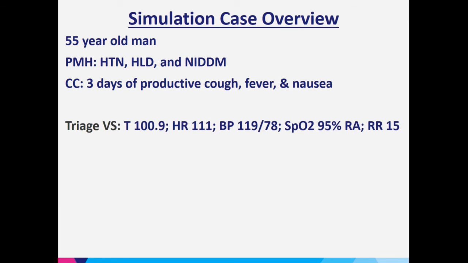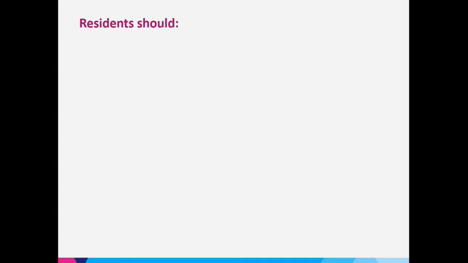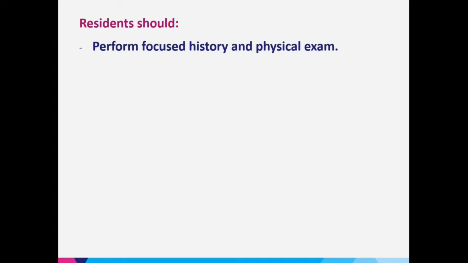All right, so my case overview: it was a 55-year-old guy who had very common comorbidities, came in with cough, fever, and nausea. These are his initial vital signs, and right off the bat, this is SIRS criteria. He's febrile and tachycardic. Blood pressure is okay and not tachypneic. Just fast forward ahead, on chest x-ray, he does have a community-acquired pneumonia. So now that we have SIRS and a bacterial infection, we meet sepsis criteria.